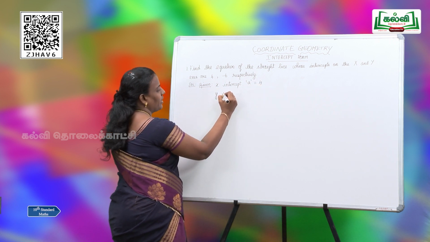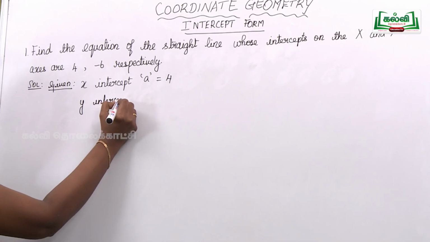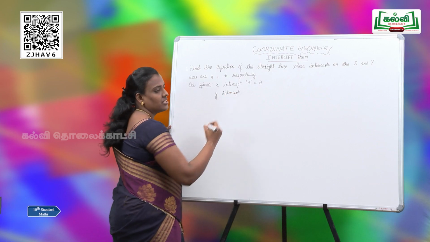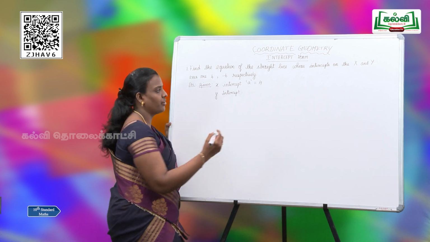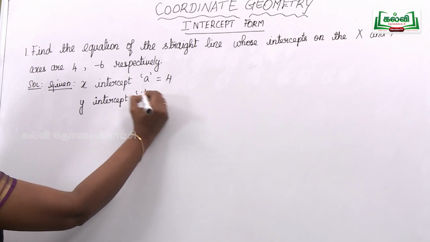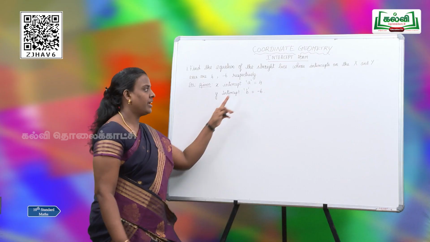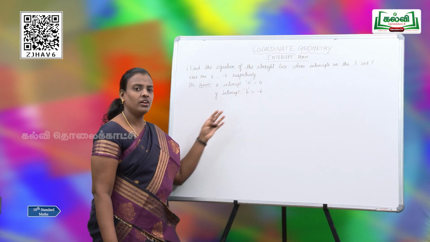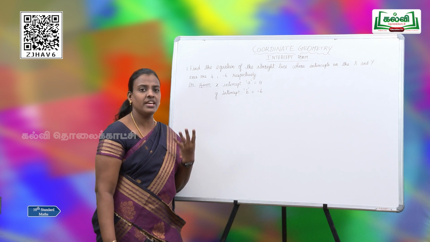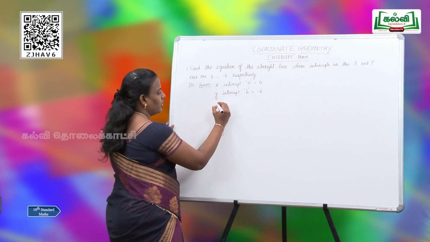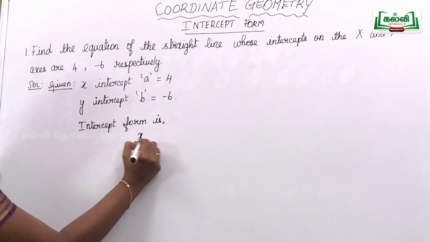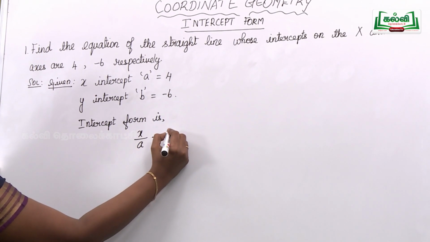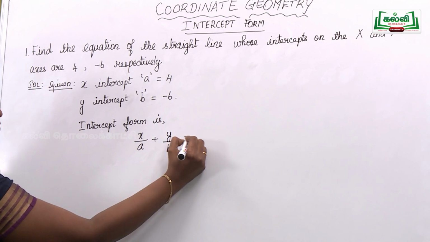Similarly, how do you call the y-intercept? See, in the slope intercept form, you called it as c. Now here you are going to call it as b, which is minus 6. I have a and b. So what form will I use? I am going to use the intercept form. Very good. What is the intercept form? Just now you learnt it. x by a plus y by b is equal to 1.